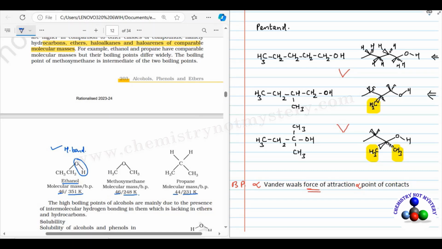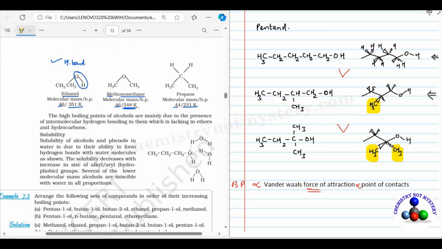While in case of methoxymethane, due to presence of oxygen, which is an electronegative element, there will be dipole-dipole interaction. So the intermolecular force of attraction will be stronger as compared to non-polar propane. So there is intermediate force of attraction between the molecules of methoxymethane. That's why the boiling point is also intermediate. The high boiling points of alcohols are mainly due to the presence of intermolecular hydrogen bonding in them, which is lacking in ether and hydrocarbon.